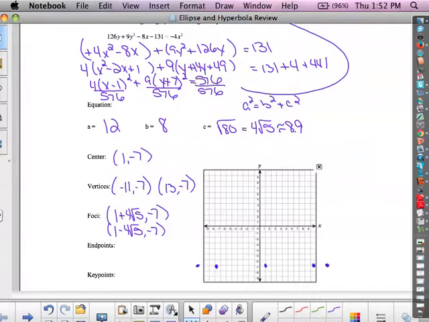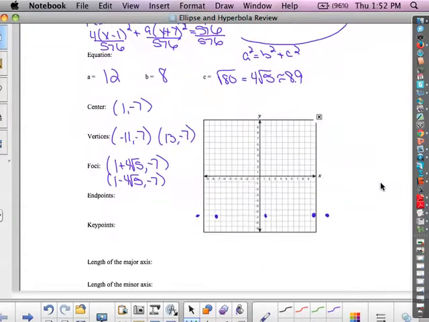The endpoints of the minor axis, then you're going to go to the center, and the endpoints will move up and down on the y-axis. So k will be the value that will change. So you have (1, -7 plus 8) and (1, -7 minus 8). So you'll have endpoints at (1, 1) and at (1, -15).